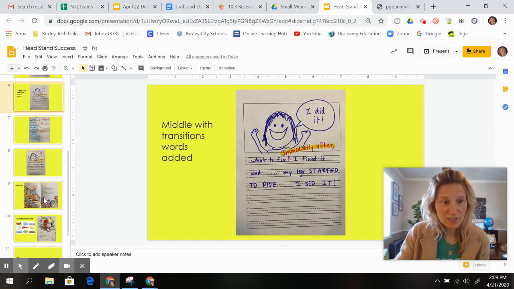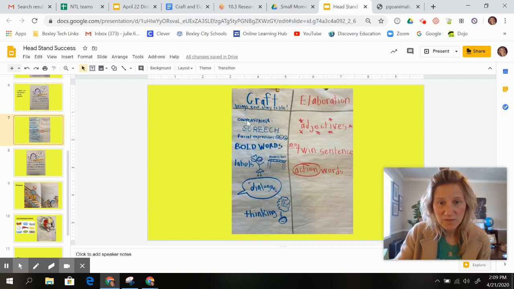Let's go back to the chart now. The first was onomatopoeia. The next thing was facial expressions. You can see that I've drawn a happy face, a sad face, and an angry face there. You might decide that you want to add craft to your story by making sure that the reader can understand the expression on the faces of your characters. The next one is bold words.